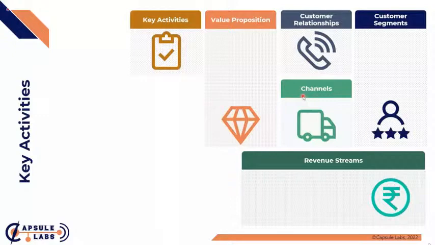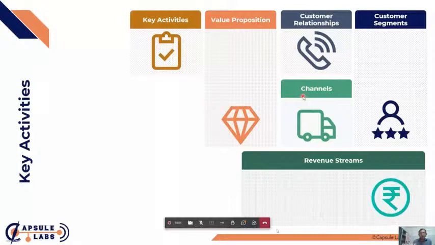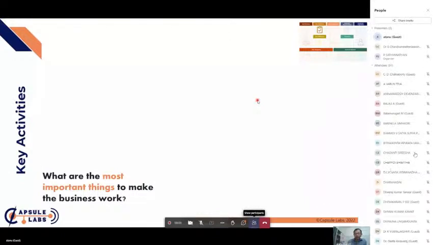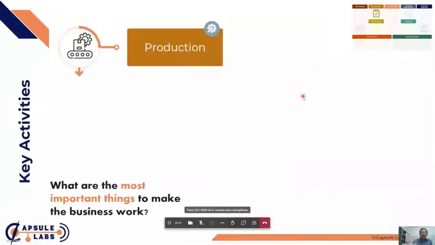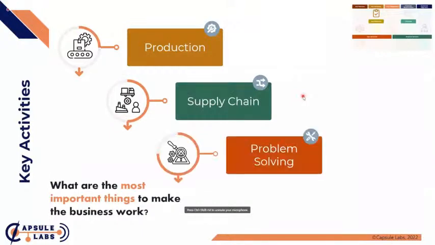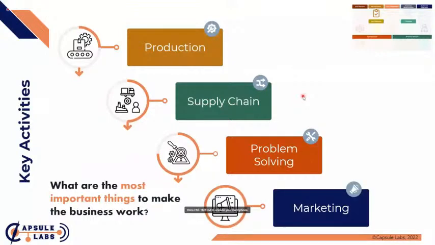The next block is the key activities. What are the most important things to make the business work? These could be multiple things. If you are running a factory, then your most important activity is probably your production step. If you are a distributor, then your most important activity is probably the supply chain: how quickly are you getting your things out? If you are in the consulting space, your most important activity is problem solving. If you are advertising somebody else's product, then your most important activity is marketing. But you might have all of these key activities as part of any business. So this is not an exhaustive list. I've just put out a list to help you understand that when you are putting together the business model canvas, you need to focus on the key activities that will go in.